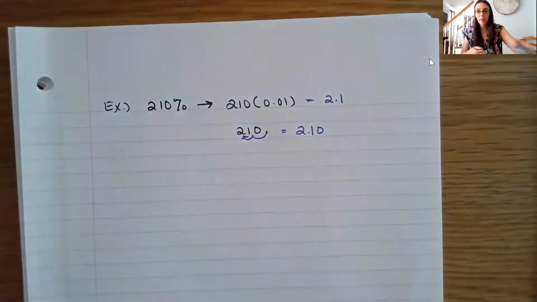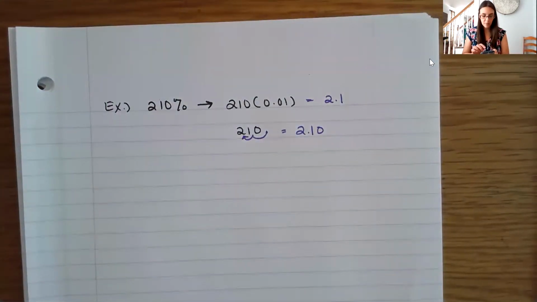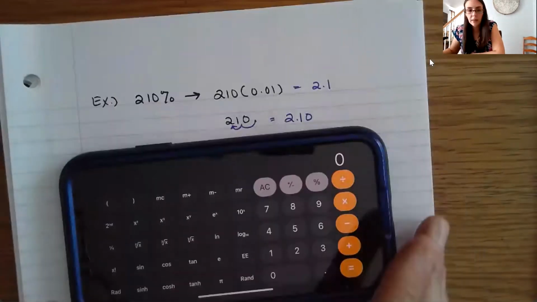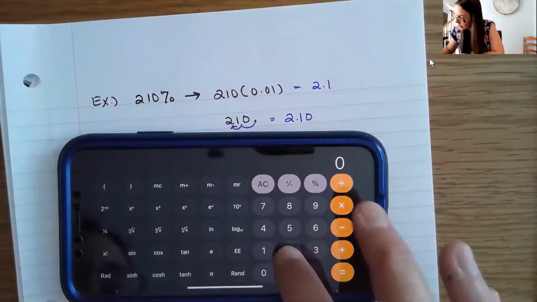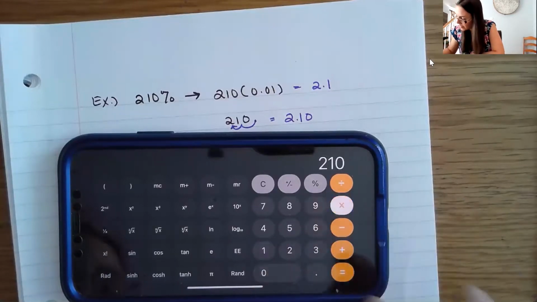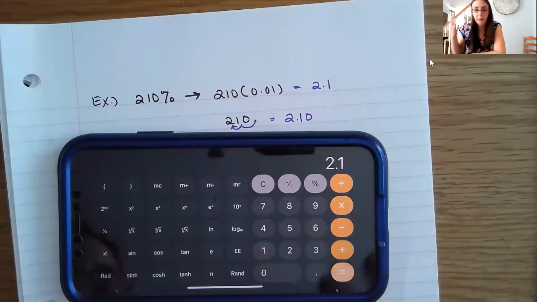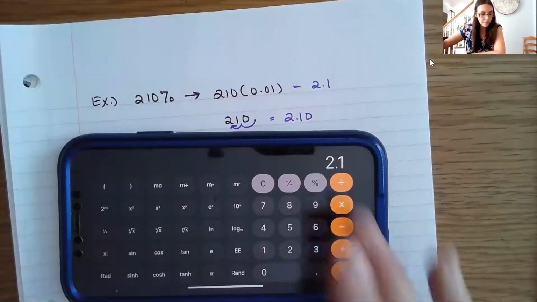If you're having trouble with moving the decimal, or you're finding you're making mistakes, then you can always just go to your calculator. So let me bring that up here. So here's my calculator. So I can always just do 210 and multiply that by that 0.01, right? So if I'm not sure, I'm kind of making mistakes, just use your calculator and that's okay.